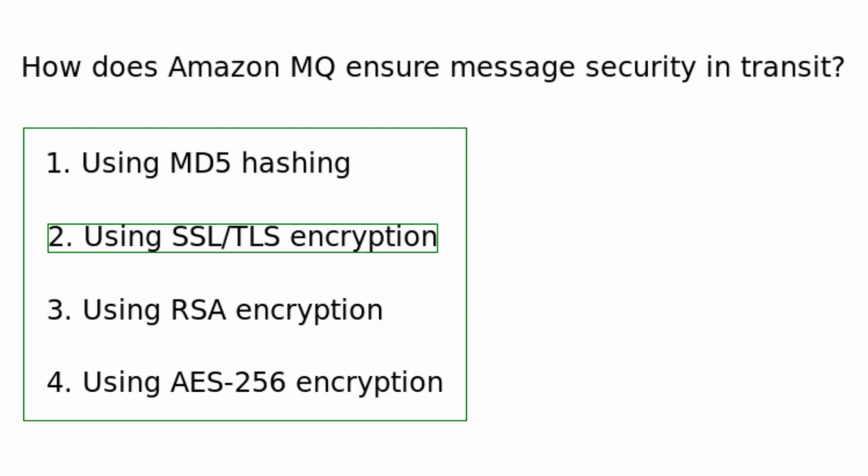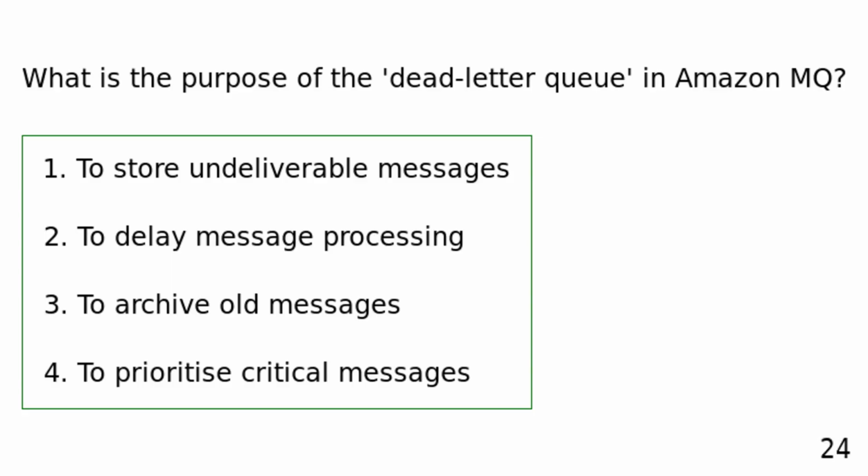Amazon MQ ensures message security in transit by using SSL/TLS encryption, protecting sensitive data as it moves between clients and brokers. What is the purpose of the dead letter queue in Amazon MQ? To store undeliverable messages. To delay message processing. To archive old messages. To prioritize critical messages.